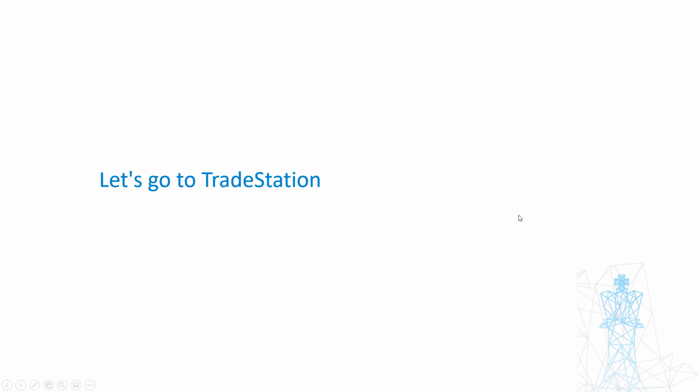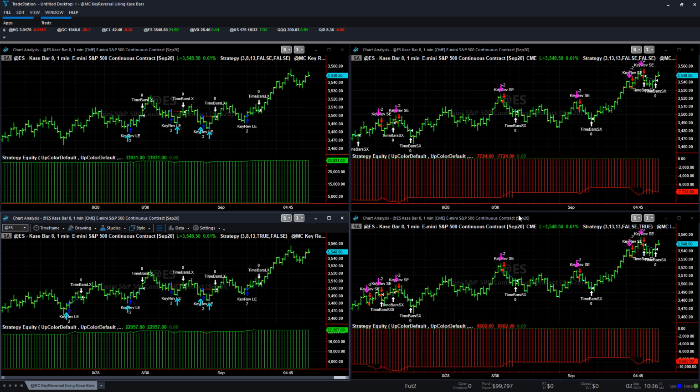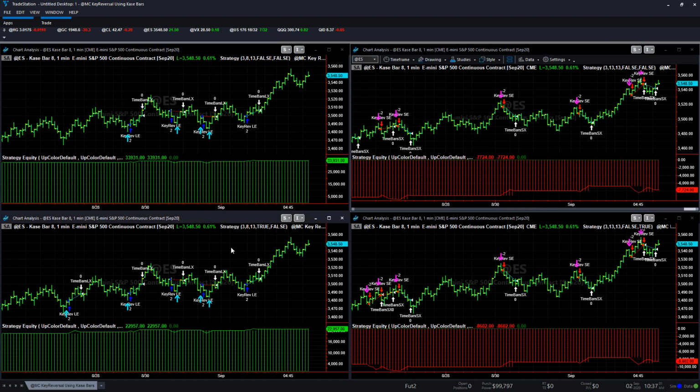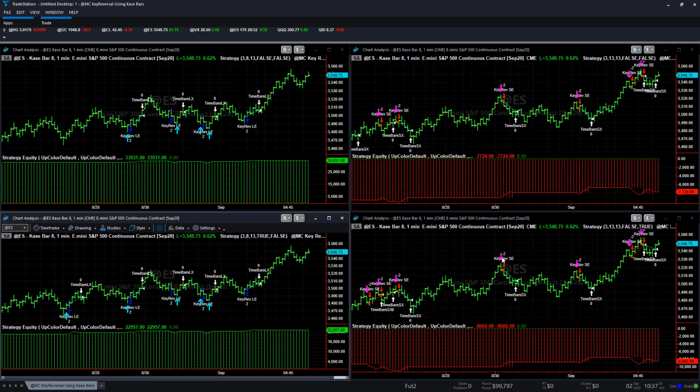All right, let's go to TradeStation. So this is the workspace that is in that zip file. There are 4 charts. On the right, the strategy is set up to trade short only, and on the left the strategy is set up to trade long only. The top 2 charts are not using the pivot condition, and the bottom 2 charts are using the pivot condition.